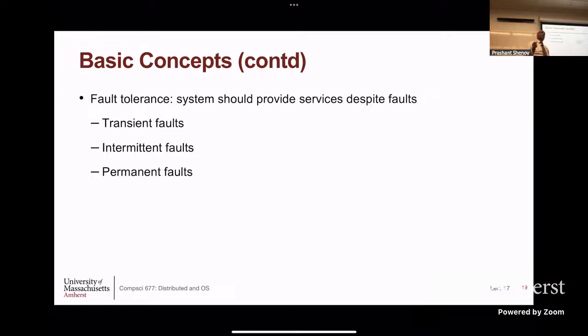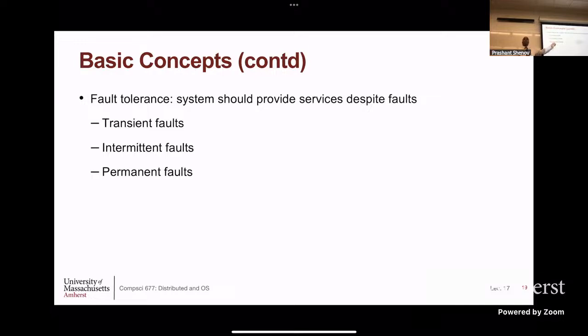Intermittent fault means this fault is not permanent, but it's occurring every once in a while. Maybe it's your car, when you're turning, it squeals or something like that, but when you're driving normally, it does not give you that problem. So these are faults that recur from time to time, but they're not there the whole time. That's why they're called intermittent.